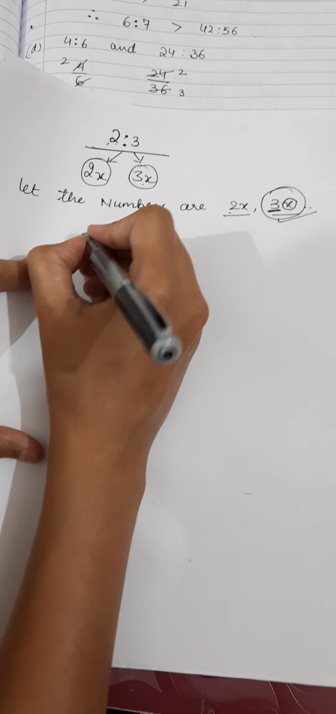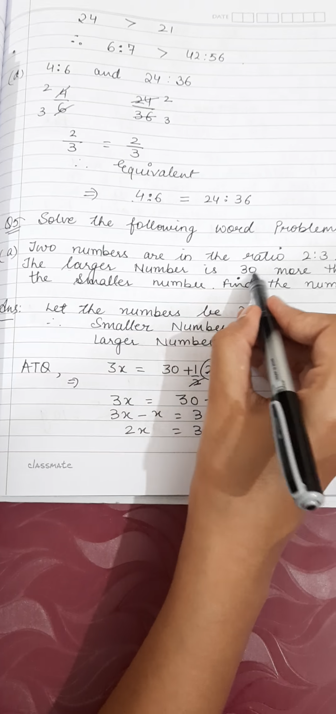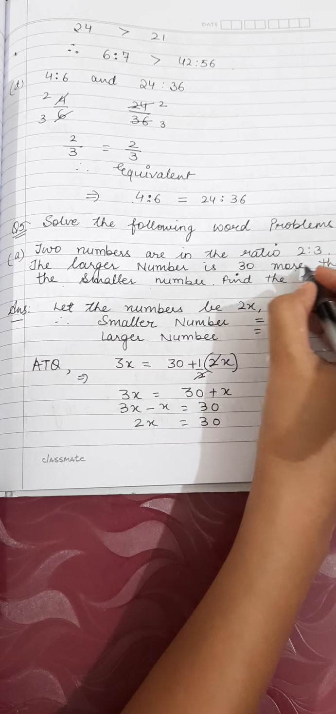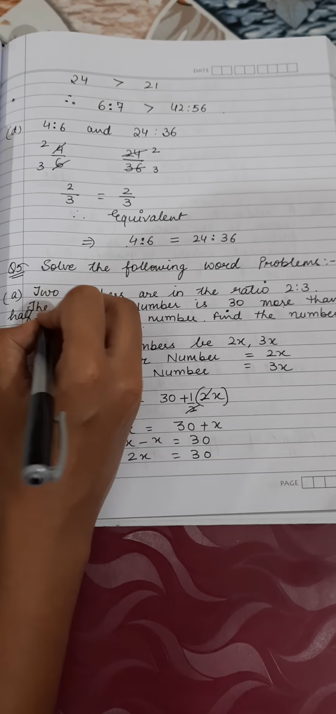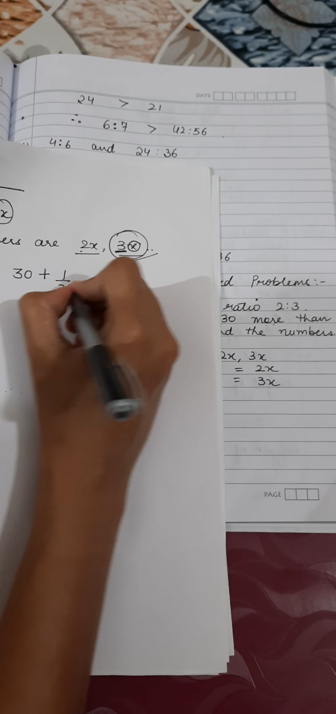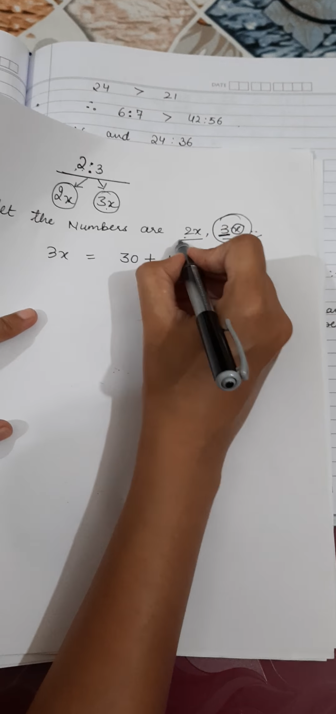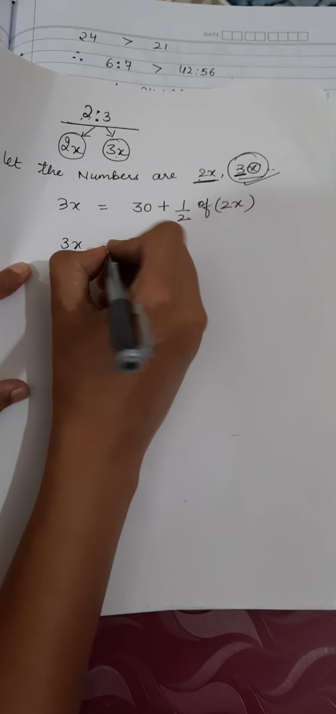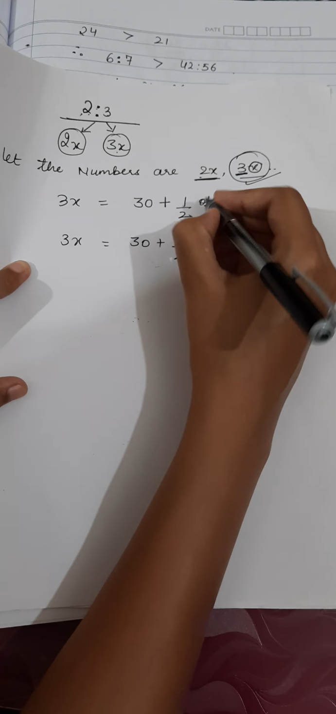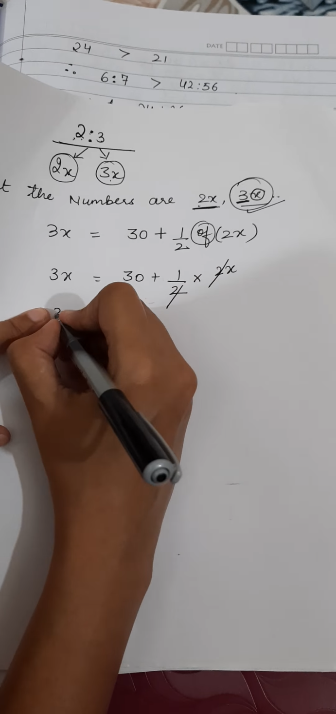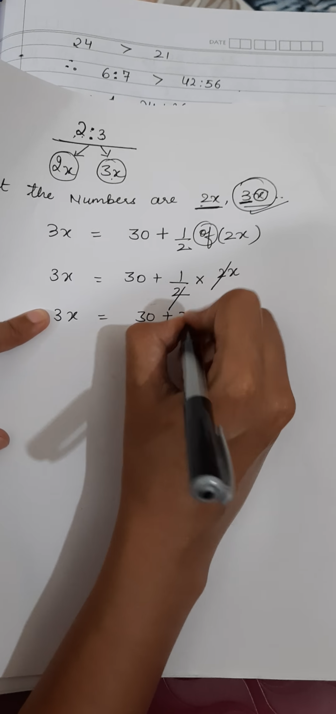Larger number is 3x, and it is 30 more. 30 more means 30 plus. The larger number is 30 more than the smaller number. Now which is the smaller number? 2x. Now let us solve this equation. 3x is equal to 30 plus, 1 upon 2 of means multiply, into 2x. 2 and 2 cancelled. So 3x is equal to 30 plus x.